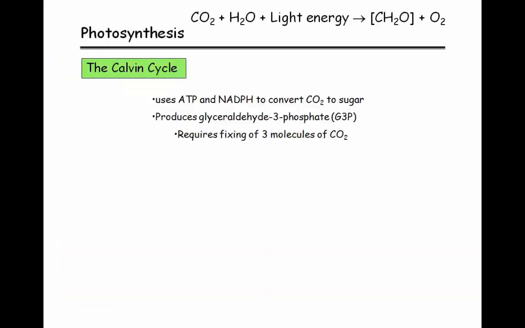The second stage of photosynthesis is the Calvin cycle, and the Calvin cycle is going to take place in the stroma. So here we're looking at the area surrounding the thylakoids. This is an ideal location because it's going to take the ATP and the NADPH, which are already in the stroma, and it will be using those to actually reduce the carbon dioxide into sugar.